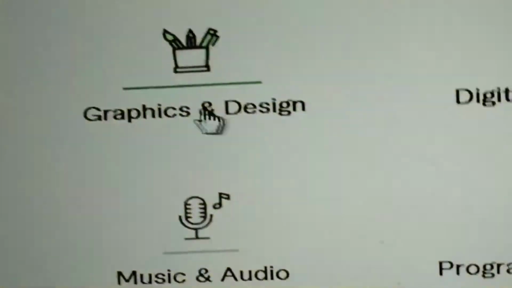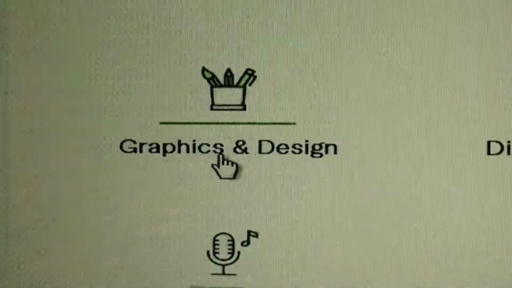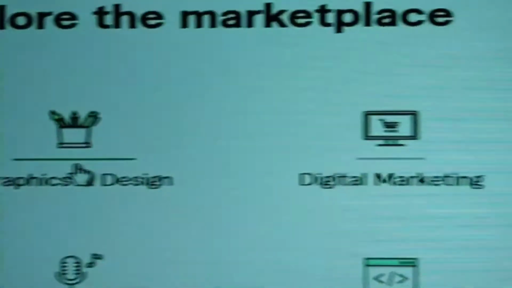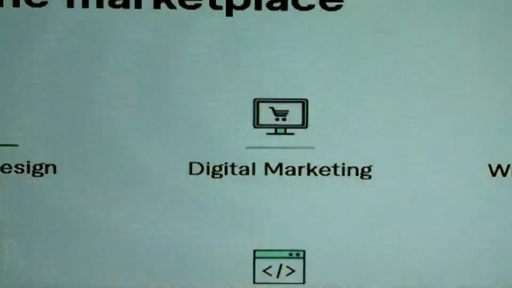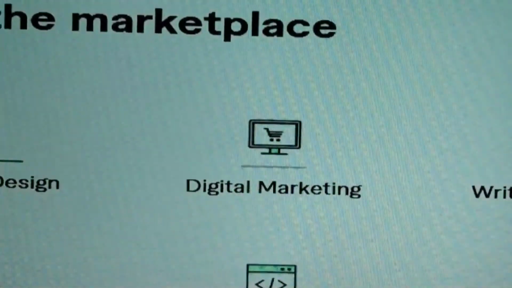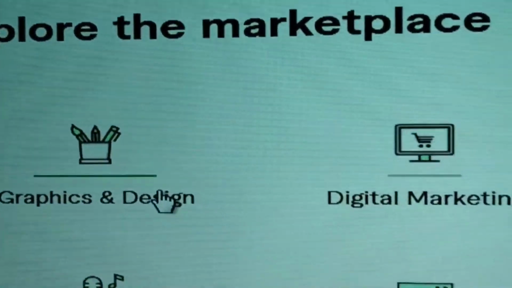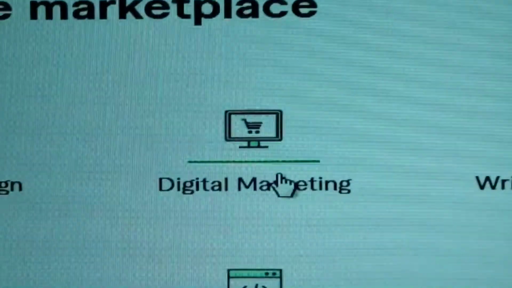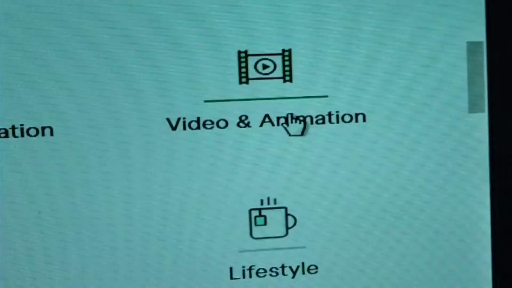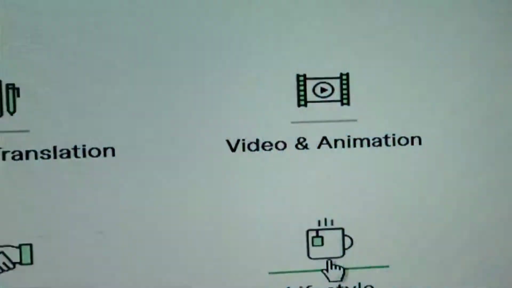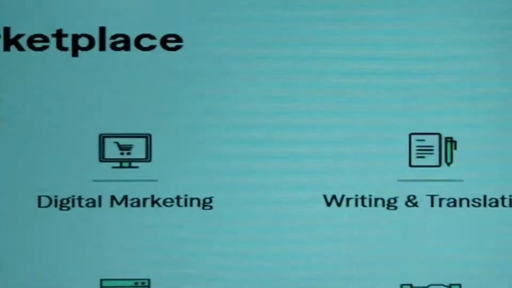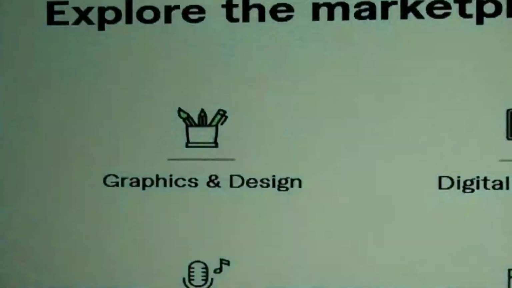You can sell graphic design. If you're good at graphic design, you can come here and create a gig and have people contact you. You create whatever they want you to do for them and send it over to them, and if they are satisfied with it, they pay you. There are graphic design services on Fiverr. You have digital marketing services, writing and translation, video animation. If you're good at all this, you can sign up and make money with your computer right from your home. Go to Fiverr, sign up and sell gigs.